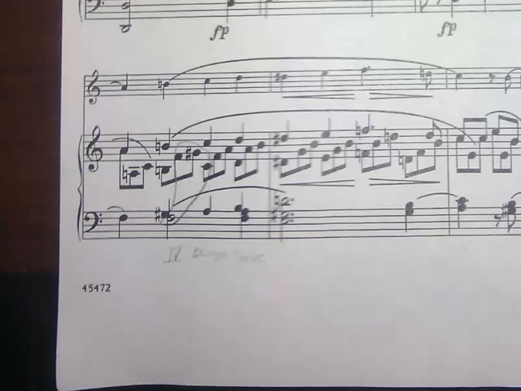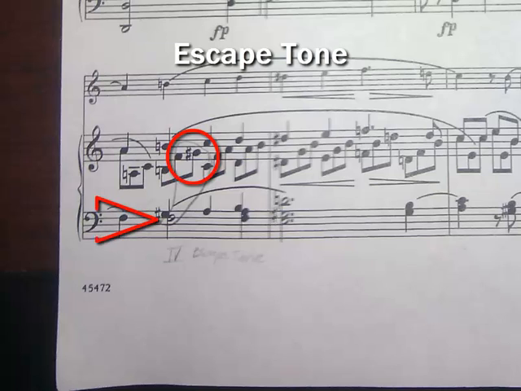The next non-chord tone we'll be looking at is the escape tone in measure 50. Now, the escape tone lies over the F chord. An escape tone is when a note moves to the non-chord tone by step in one direction and then moves by a leap in the opposite direction.